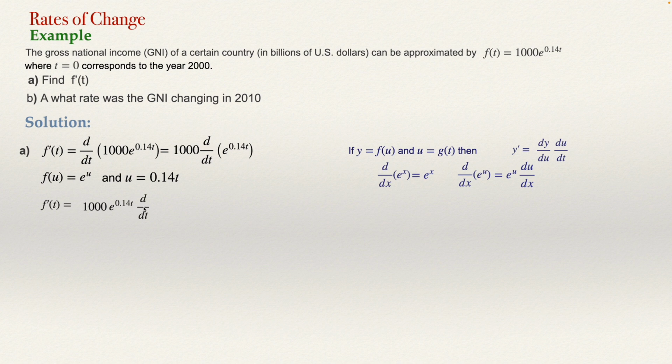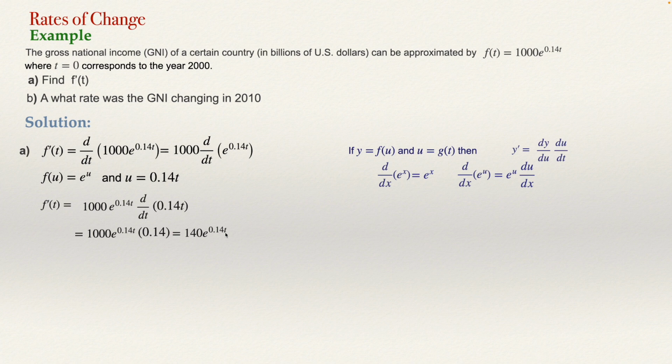So it will be the derivative with respect to t of 0.14t. And this derivative we know is 0.14. The derivative of t is 1; 0.14 is a constant, multiplied by the derivative of t with respect to t, and we know that the derivative of the identity is always 1. So it will then be 1000 e to the power 0.14t multiplied by 0.14. We can multiply 1000 by 0.14, and this is 140, so it will be 140 e to the power 0.14t.